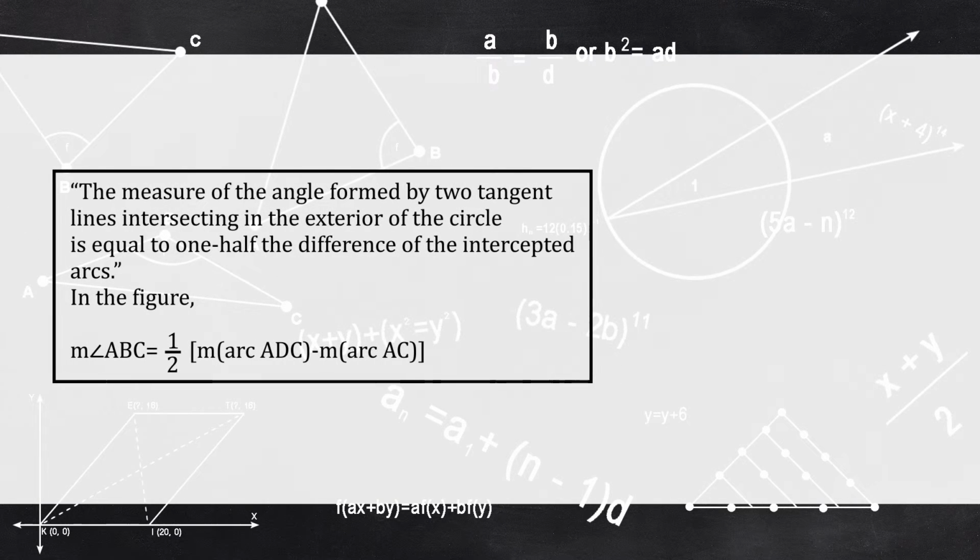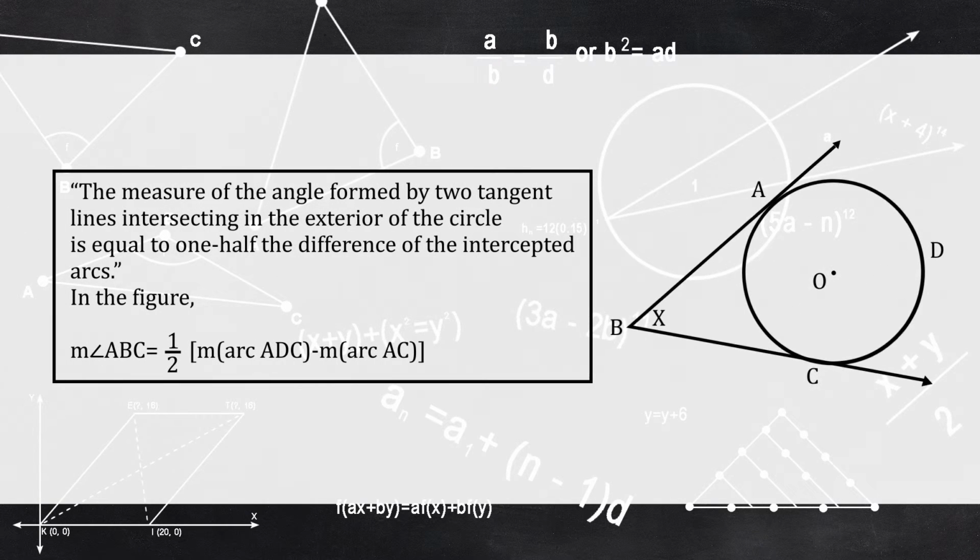Another theorem is the measure of the angle formed by two tangent lines intersecting in the exterior of the circle is equal to 1/2 the difference of the intercepted arcs. In the figure, measure of angle ABC is equal to 1/2 times measure of arc ADC minus measure of arc AC.